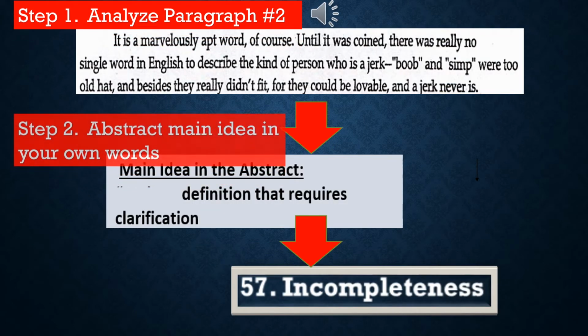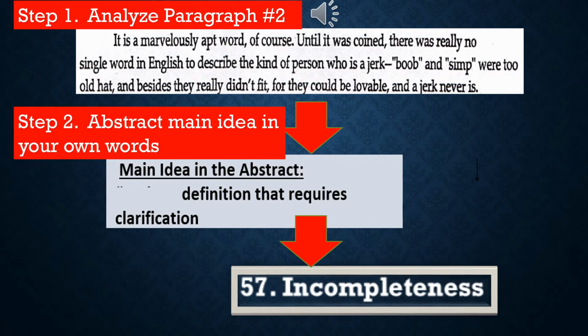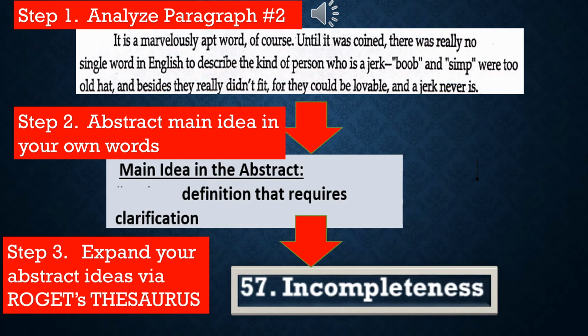Following the pattern and analyzing paragraph number 2, I came up with my main idea, which is talking about the definition of the term jerk and that it requires clarification. That's all it really took. You may come up with something totally different. Step 3, following the pattern, I went into Roget's thesaurus and came up with number 57, incompleteness, as if there was an incomplete definition. So basically what we want to do is keep the numbers of Roget's thesaurus together with the concepts that you are recording as similar, because we're going to use those numbers as we move on.